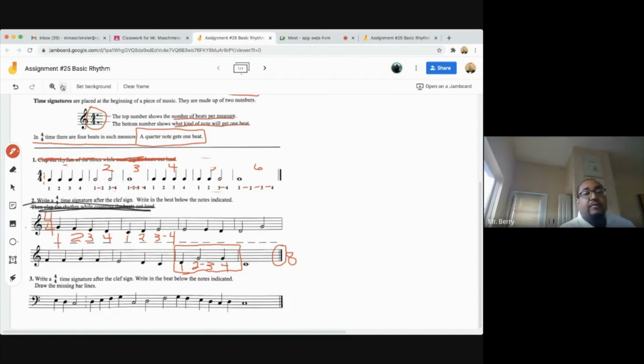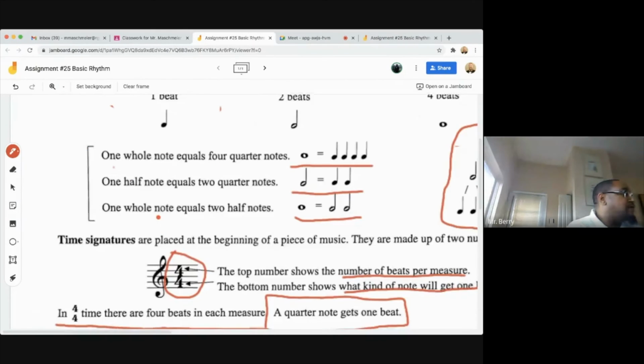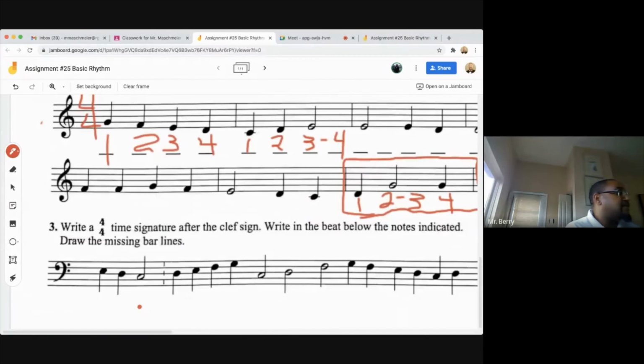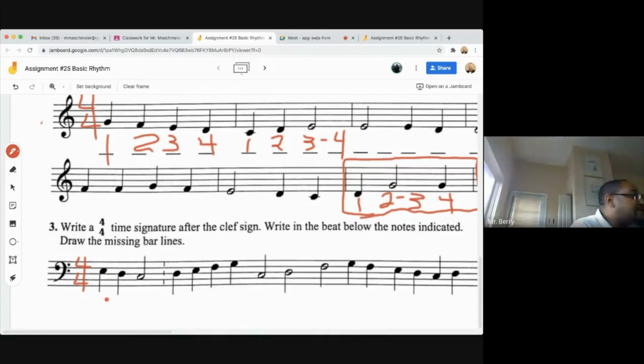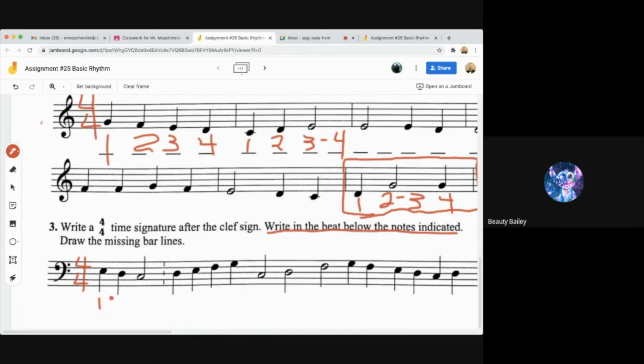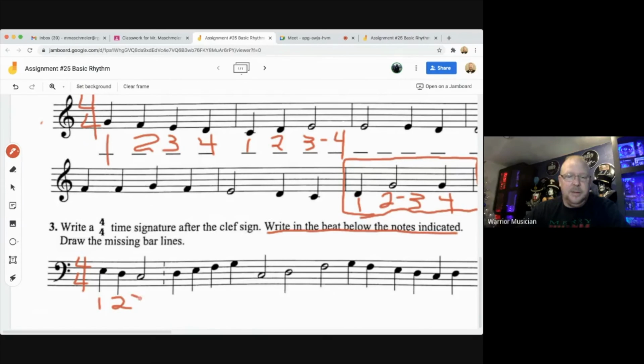So there are 3 things that we're going to be doing for number 3. So the first thing it says is write that time signature after the clef. So you want to make sure to do that. The second thing, it says write in the beats below the notes indicated. So we want to go ahead and do that second. So let's do that real quick. So let's look at the start of the staff here. So what are we going to write out, guys? 1, 2, 3, 4. Excellent. Correct.